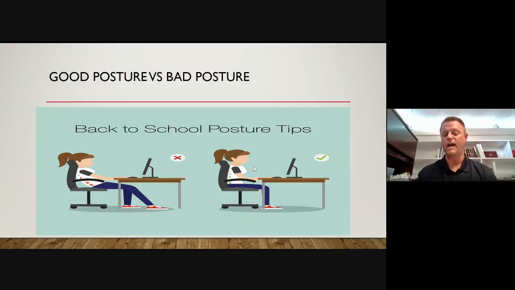Well, the picture on your right is good posture. Notice how her head is directly over her spine. Both feet are placed flat on the floor. The computer screen is nearly eye level, and her arms are slightly bent with her hands placed on the home keys. That is an example of good posture when using a computer system.